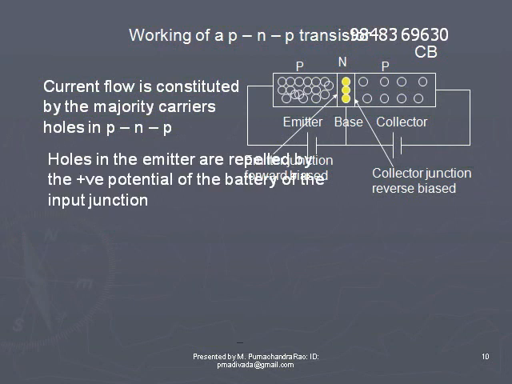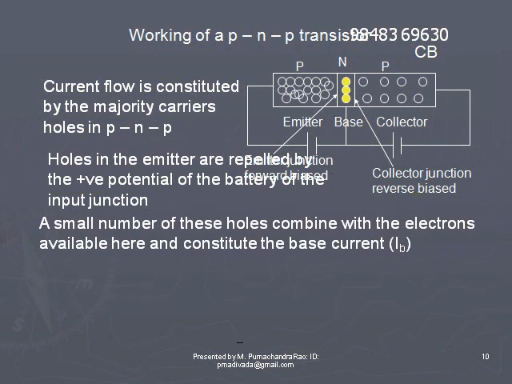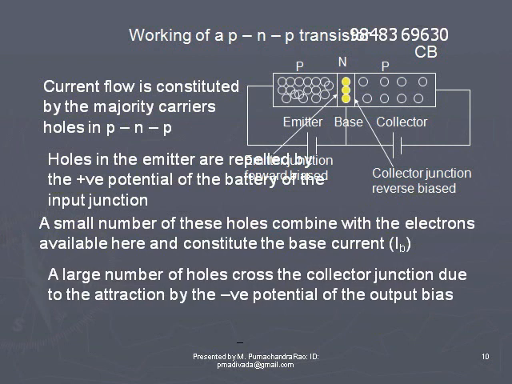Now let us study the working. Holes in the emitter are repelled by the positive potential of the emitter bias, so holes are repelled towards the emitter junction. Some of the holes crossing the emitter junction, a few of them, combine with the electrons in the base, and thereby a current is constituted in the base. That is the base current, IB.